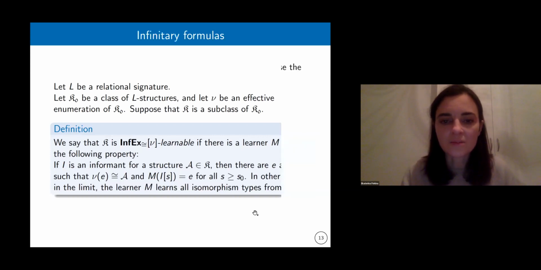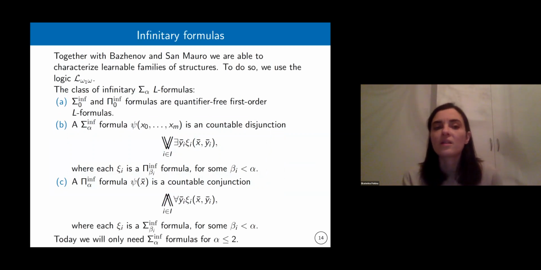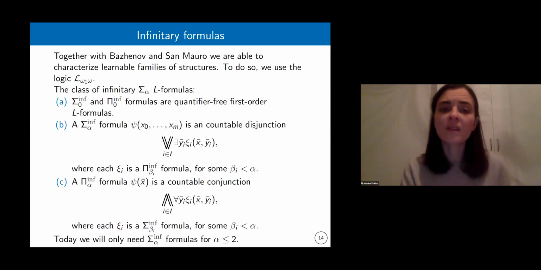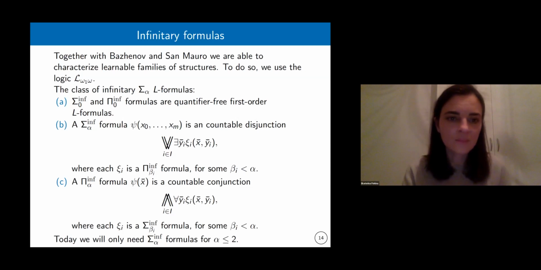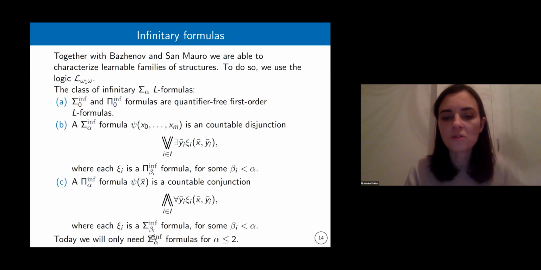So let's then move to the results. Together with Nikolai Bajenov and Luca San Mauro, we were able to characterize learnable families of structures using this notion of learning. And this characterization uses infinitary formulas. So I remind the definitions here just in case. But really, we only need those infinitary formulas for very low levels, only for alpha less than or equal to 2.